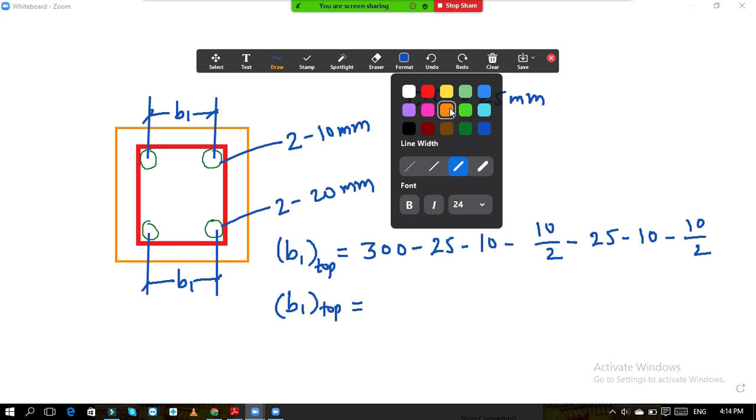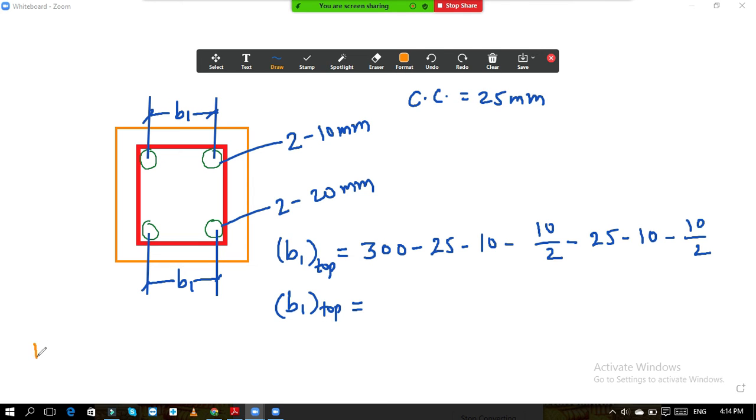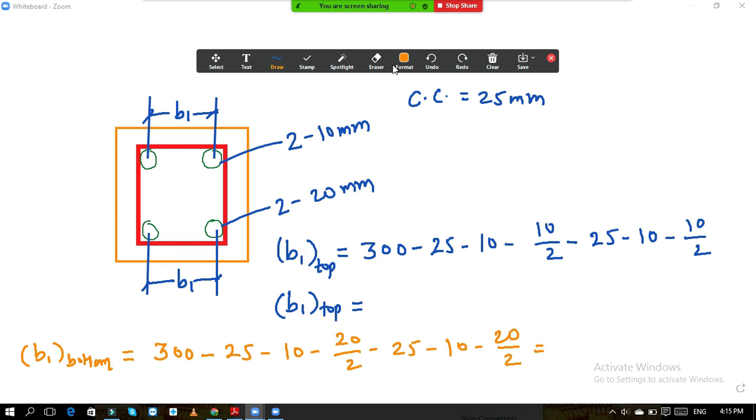Okay, now suppose if I calculate the B1 at bottom. So what will be the formula, then what will be the change? Then it is 300 minus clear cover 25, minus diameter of stirrup 10, minus again, now instead of 10 by 2, if these bars are 20 mm then it will be 20 by 2. Okay, minus 25, minus 10, and again minus 20 by 2. Now calculate both the values.